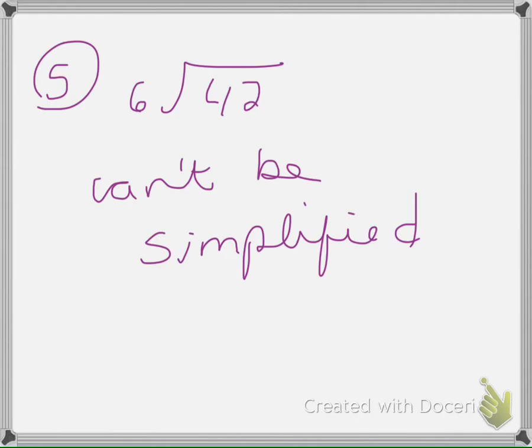Okay, there is no perfect square number other than 1, and 1 doesn't help you, that can divide evenly into 42. So my final answer is 6 square root 42 because you can't simplify this problem. Okay, your homework is done.